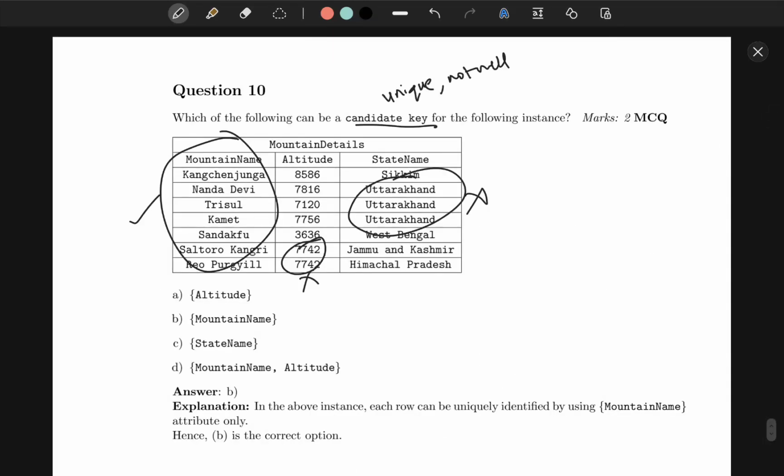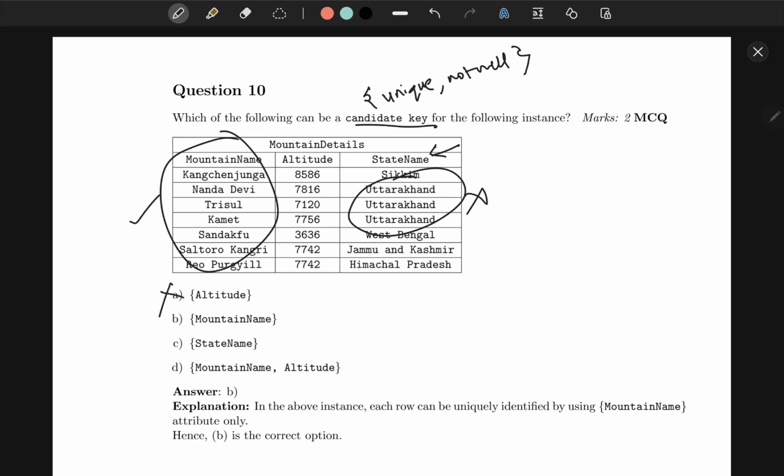So here's the last question. For a key to be a candidate key, it has to be unique and not null. You can clearly see that state name is not unique, so it cannot be a candidate key. Here again altitude is duplicated, so it cannot be a candidate key. Now a candidate key can be a single attribute or multiple attributes, that is name, comma, altitude, or name, altitude, comma, state name. All of the combinations can be candidate keys, but we have to choose from the options only.